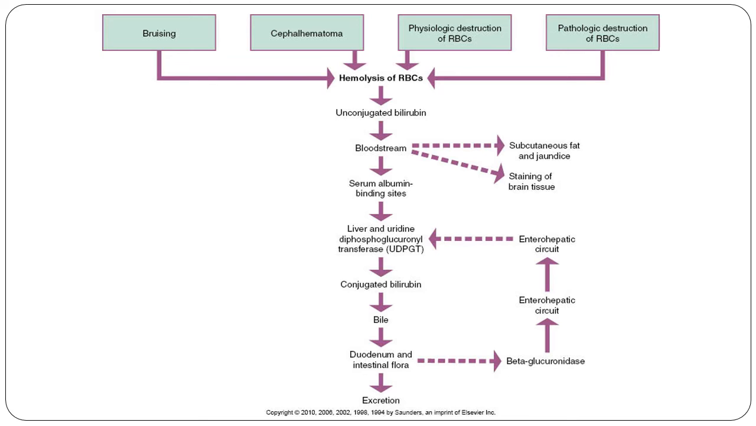So the liver conjugates it and makes it water soluble, called direct bilirubin, so it can be excreted. The unconjugated form is fat soluble and absorbed by the subcutaneous fat.